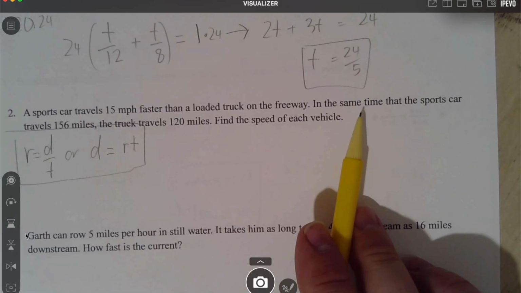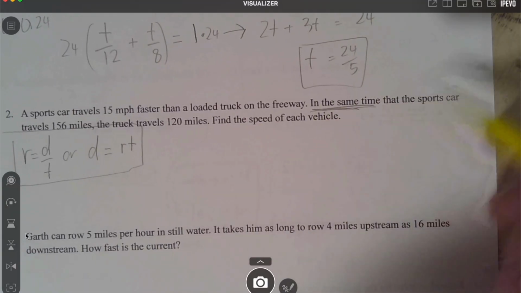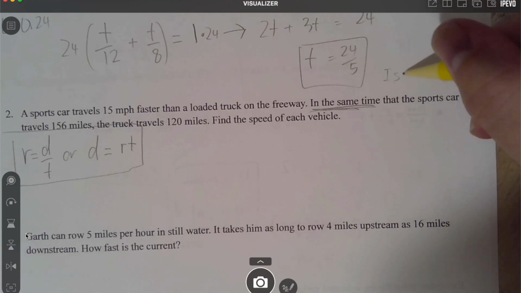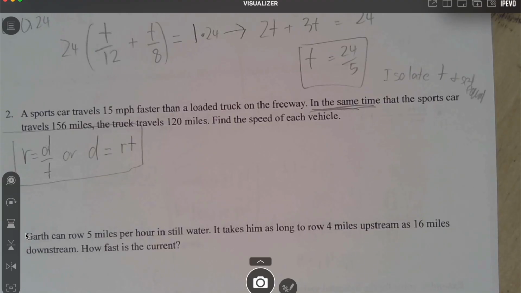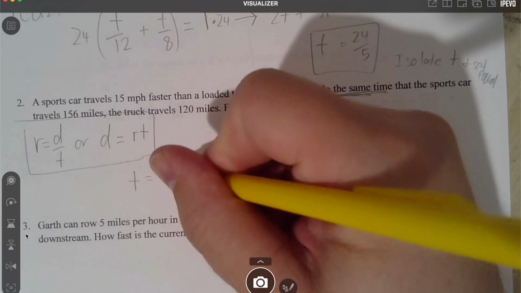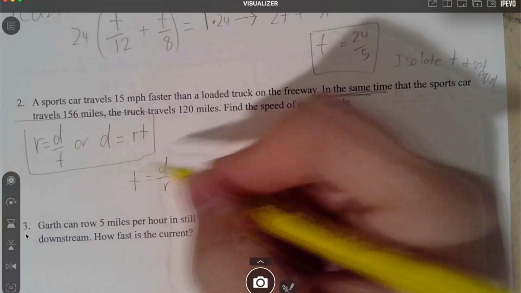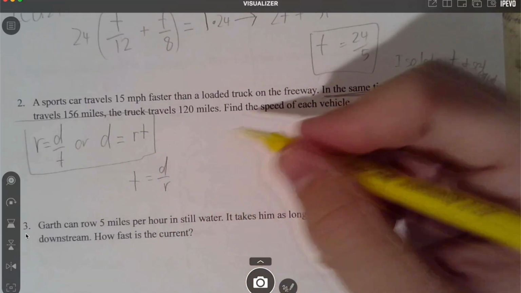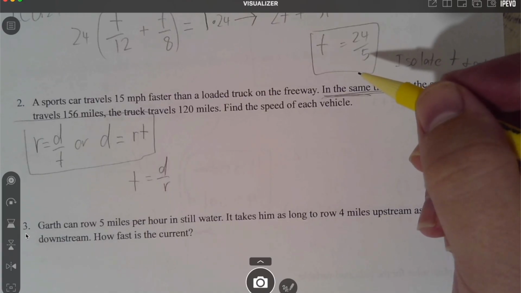Now, because time is equal, in the same time, we're going to isolate t and set equal. So what do I mean by that? Well, if I look at this formula, to solve for t, it would be d over r. I would just divide by r, and then d over r would give me t by itself. And so now I'm going to figure out this question like so.